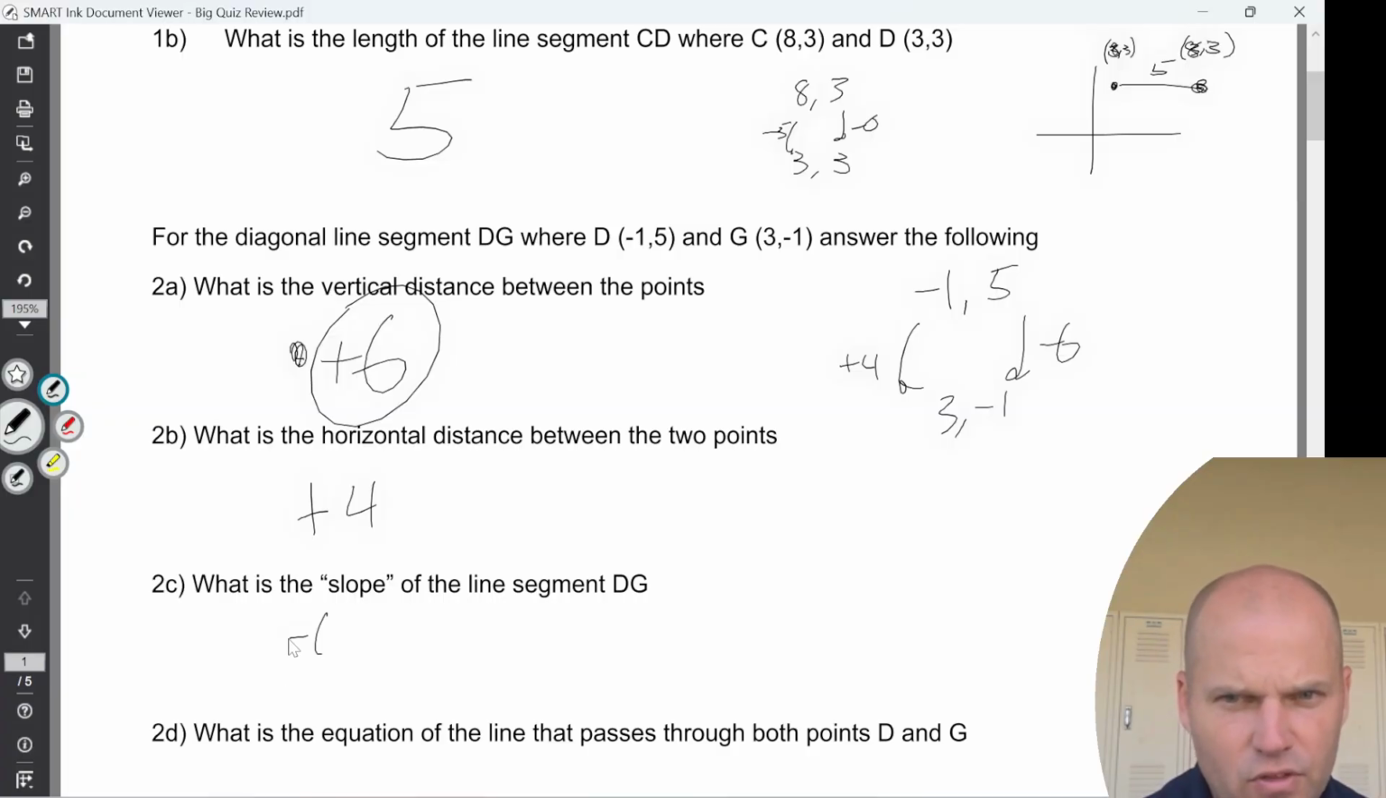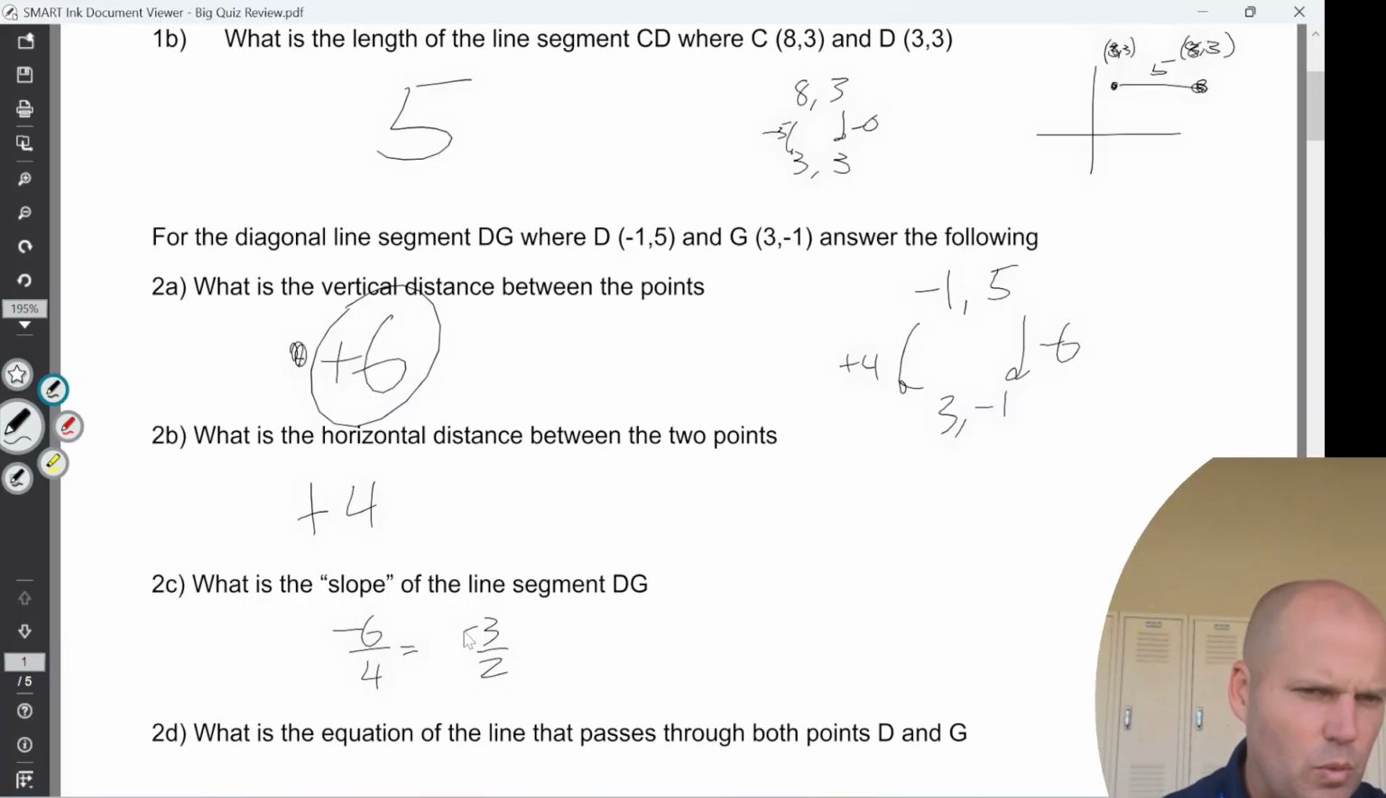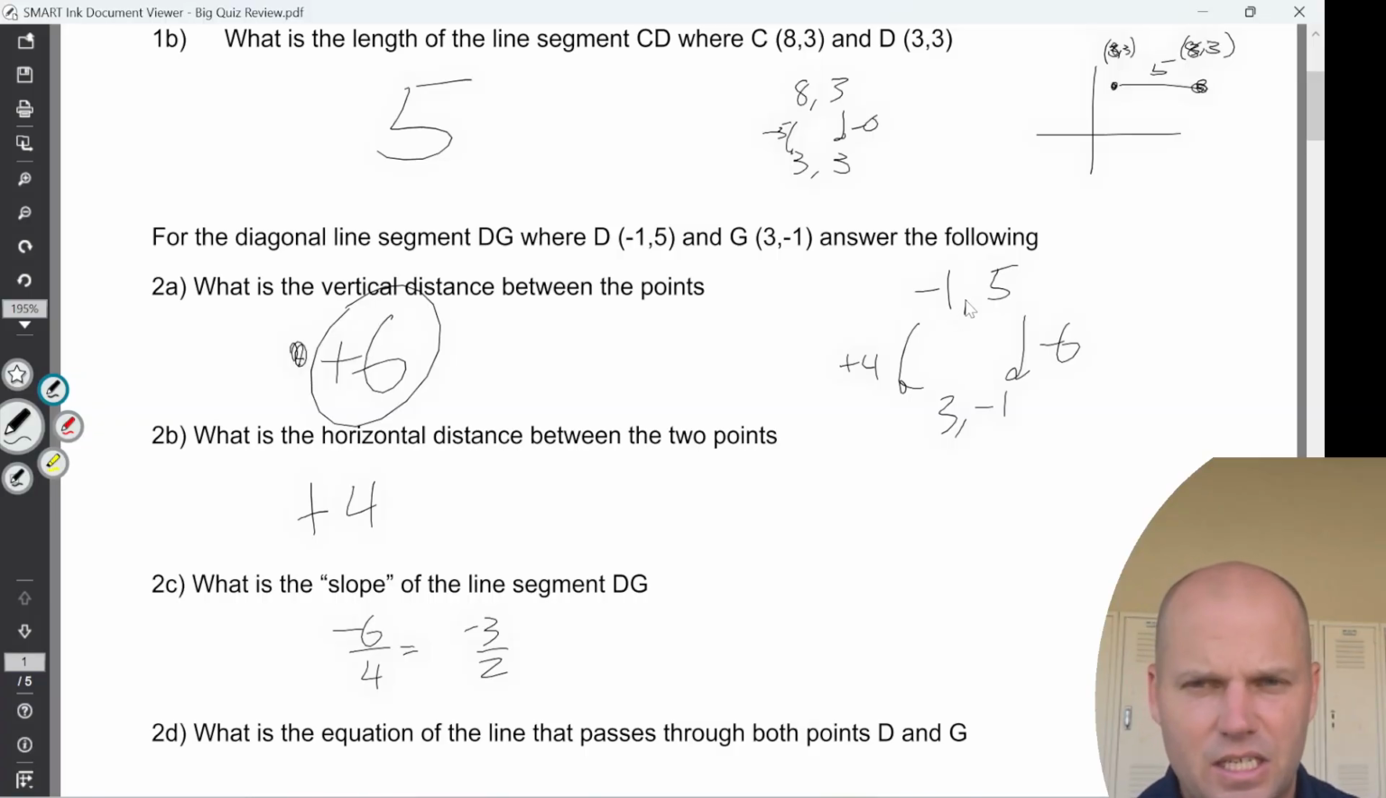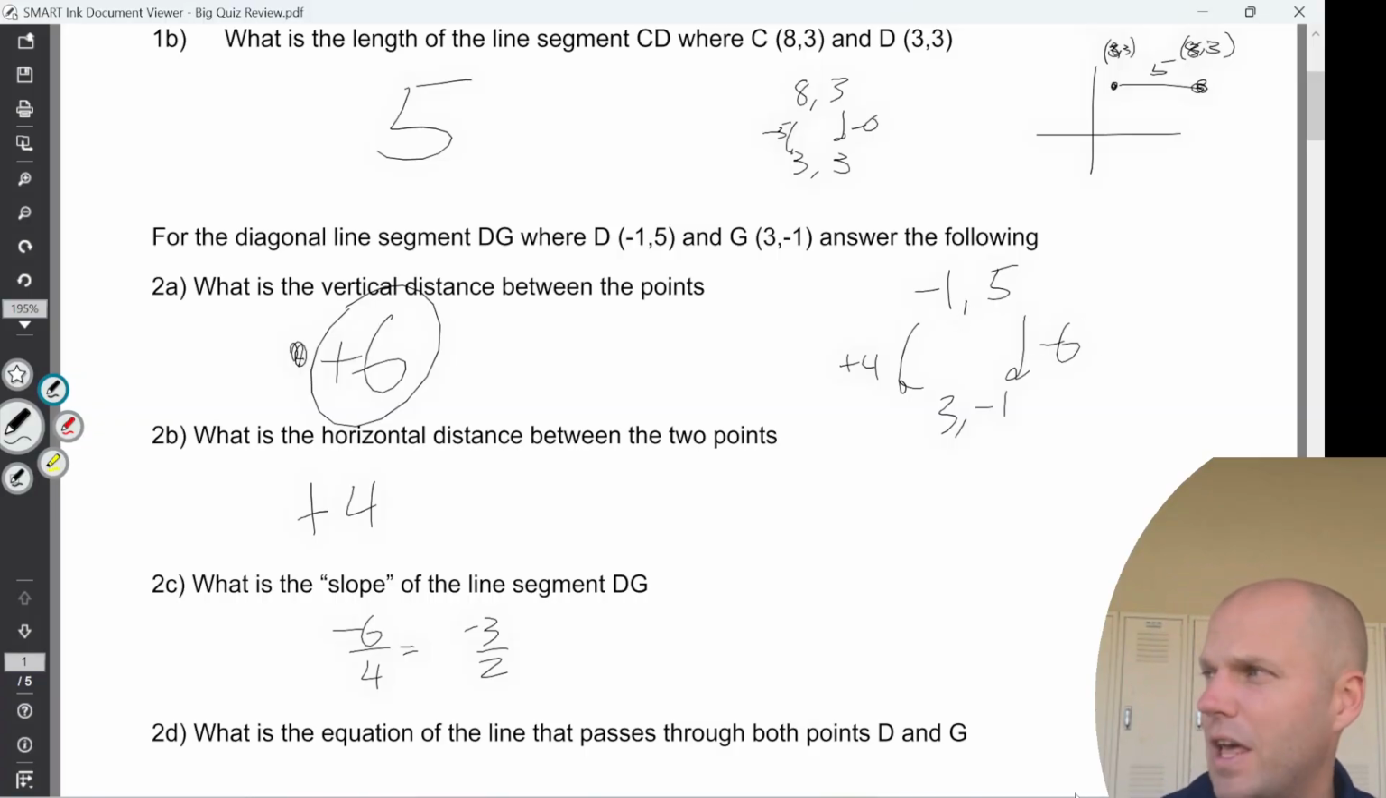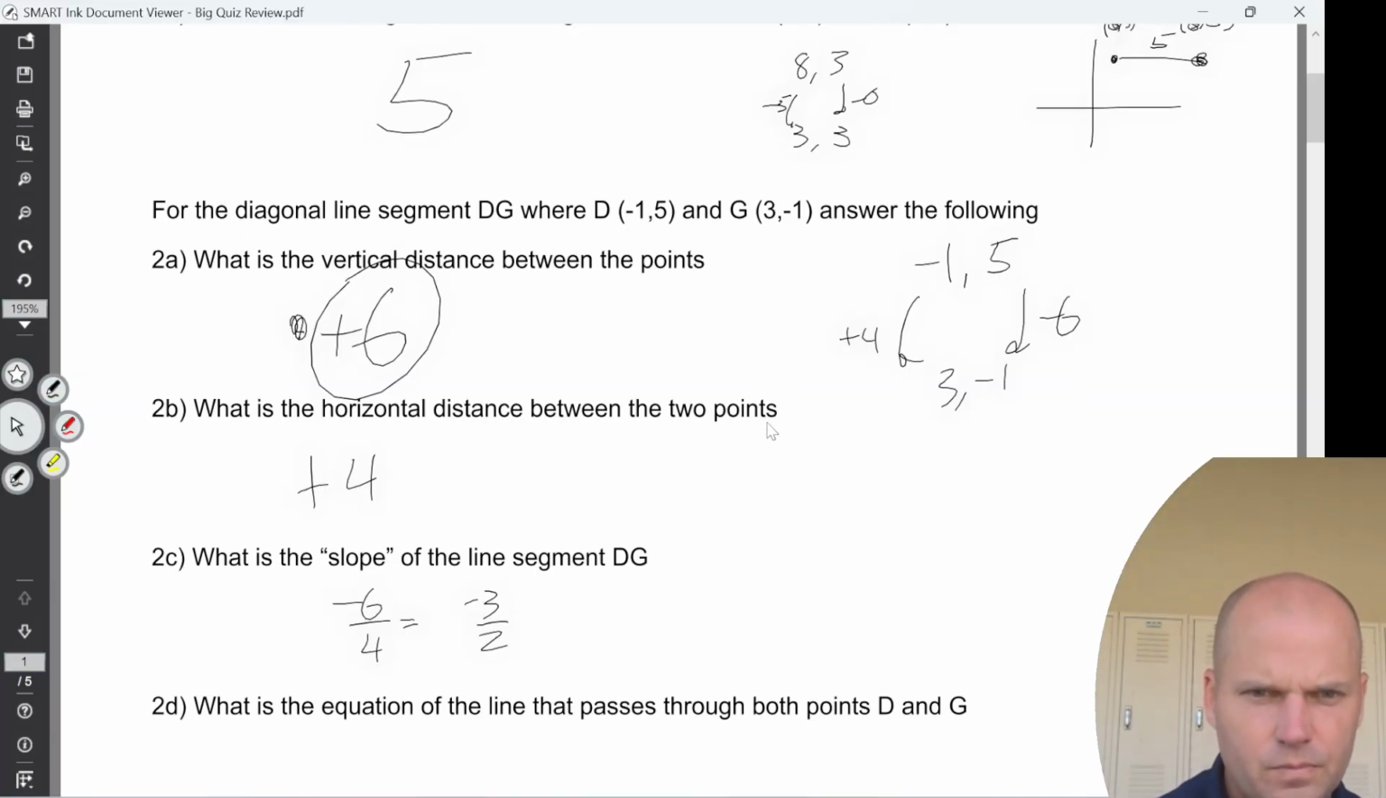If I were to find the slope, I'd say it's negative 6 over 4. Now, this is fine. We can leave this. However, it might be easier to use a simplified negative 3 over 2 slope. But if we were to ever create a new line segment with the same length as this line segment DG, we would need to keep that negative 6 and keep that 4 and not change it to 3 and 2.